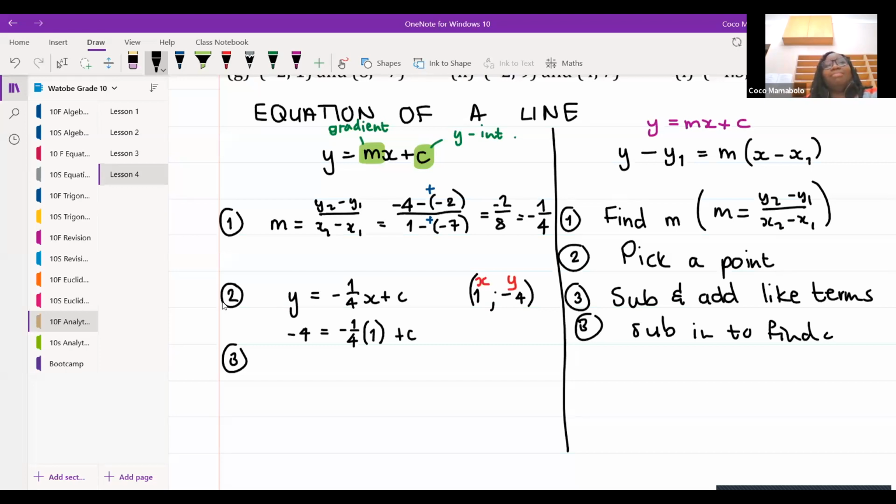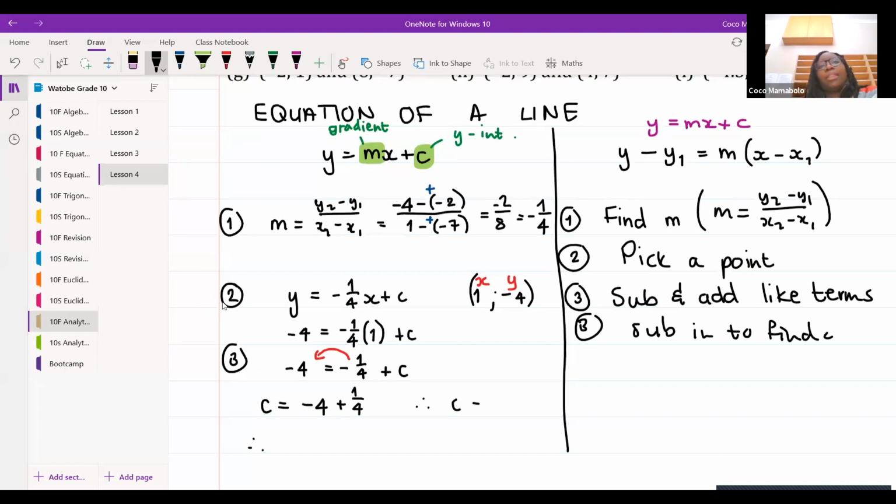Good. Then we're going to say 1/4 times 1, which is? Is it positive 1/4? Yes, it's -1/4. It won't be positive. It will still be negative -1/4, plus c. Now we want c on its own. What do I need to do? So we're going to move 1/4, and it's going to be a positive. So it's going to be -4 plus 1/4. That's it. Good. So c is going to equal -4 plus 1/4. How much is that equal to? Therefore, c is equal to.